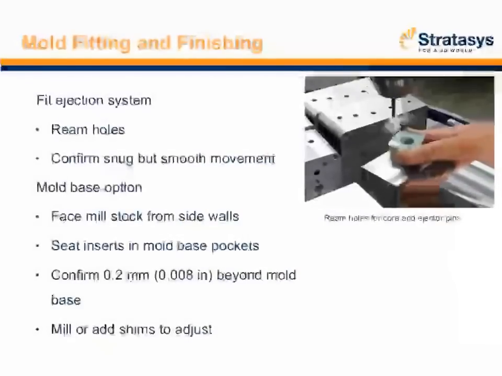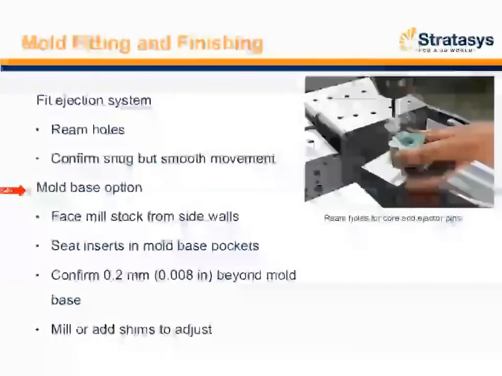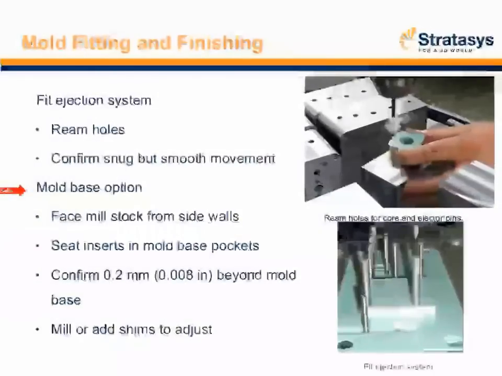The mold fitting and finishing. You can see here what we mentioned before, to ream the ejection system holes. In terms of the mold base option, you want to make sure that the mold sticks out about 0.2 millimeters or 8 thousandths of an inch beyond the mold base. This is to make sure that when you clamp the mold, you will have a tight clamping between the two mold halves.